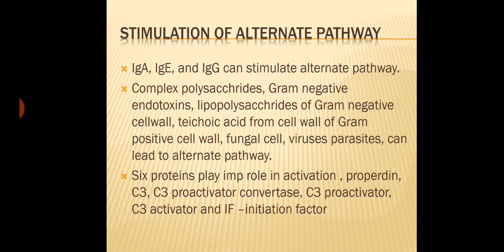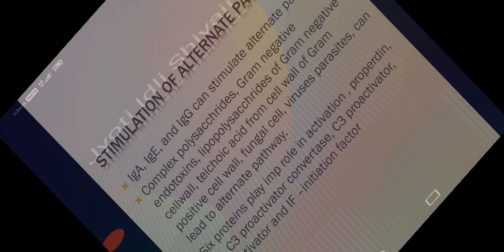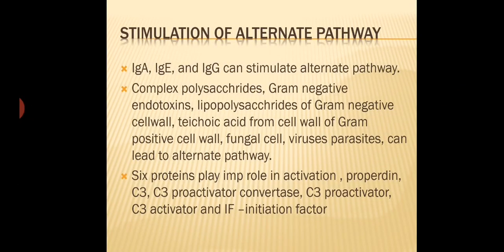Now, how will the stimulation of the alternate pathway take place? Which factors or which substances are going to stimulate the alternate pathway, which are the stimulants? It is observed that certain immunoglobulins, including IgA, IgE, and IgG, these three immunoglobulins can stimulate the pathway. Similarly, complex polysaccharides as well as gram-negative endotoxins, lipopolysaccharides of the gram-negative cell wall, teichoic acid, then fungal cell wall, virus particles, they can lead to the alternate pathway.